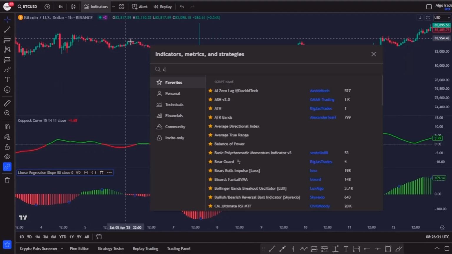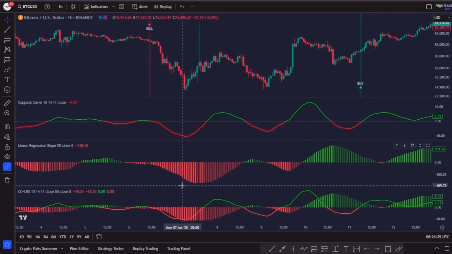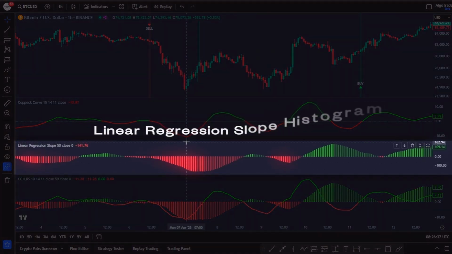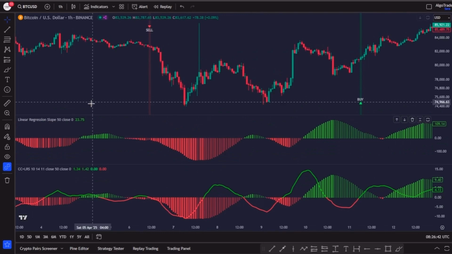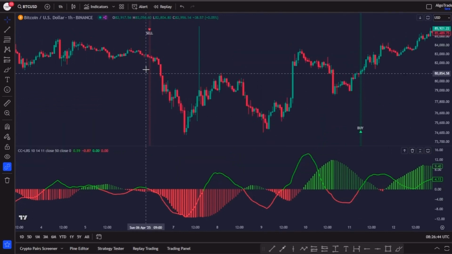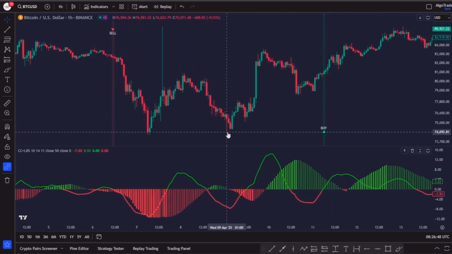And so, I combine the timing ability of the copy curve with the trend strength validation of the linear regression slope histogram, and the result is a new hybrid indicator that gives fewer false signals, more reliable entries, and a clean visual setup that anyone can follow.